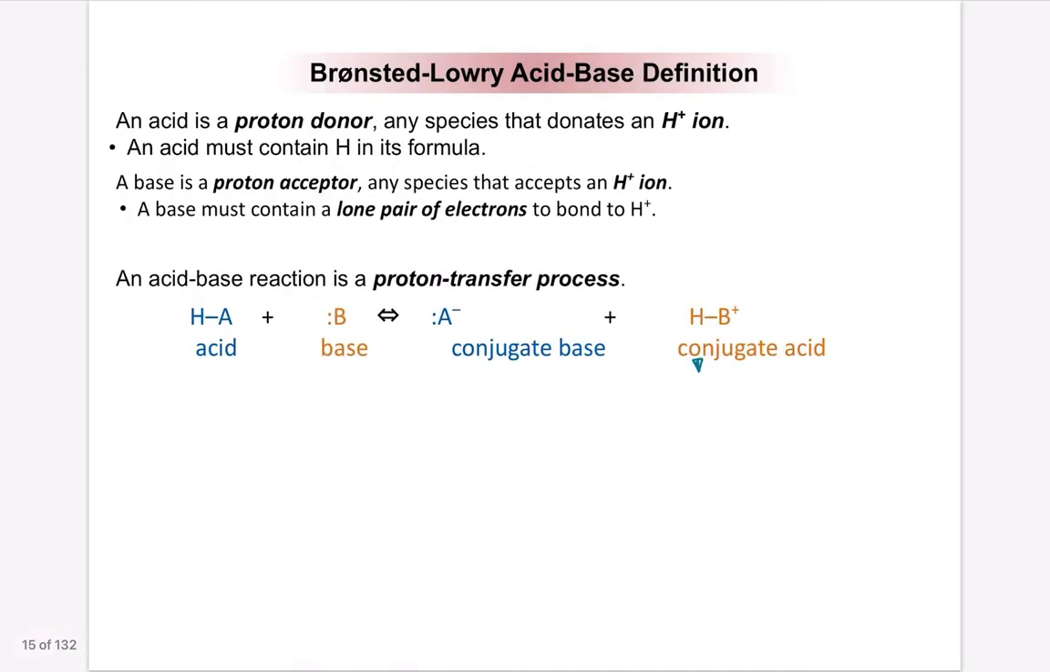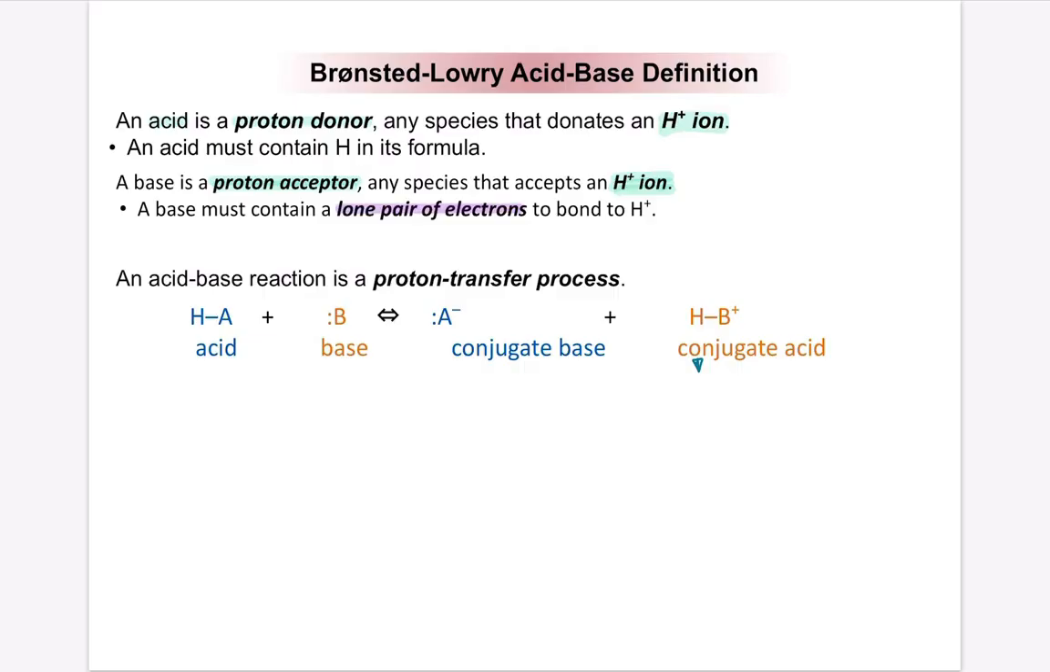So there is another definition that was determined when it came to acids. And we're going to say that an acid is a proton donor. It's any species that donates a hydrogen ion. That's very similar to Arrhenius theory. However, what's different is that a base is a proton acceptor. So any species that accepts a hydrogen ion will be considered. And in order for this to happen, it must have a lone pair of electrons.